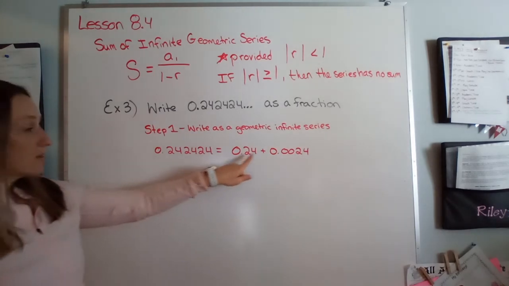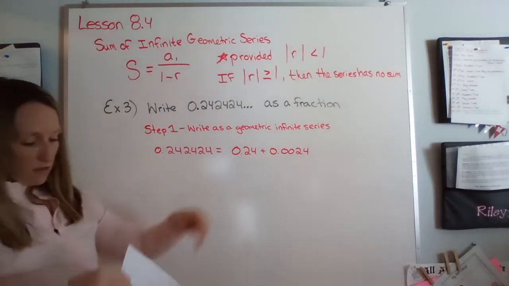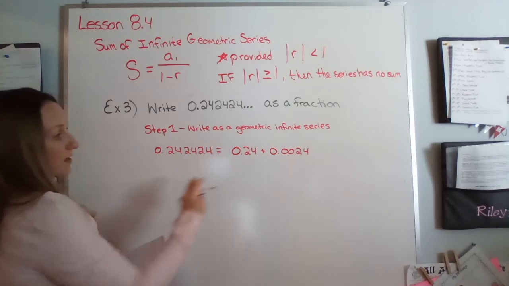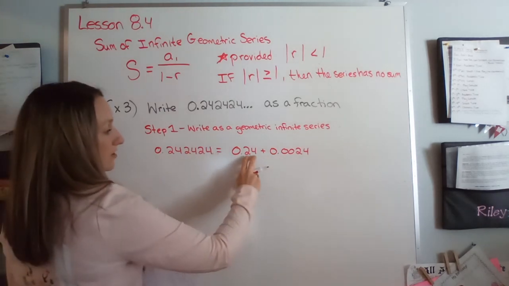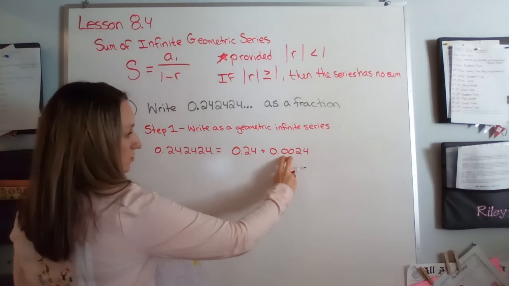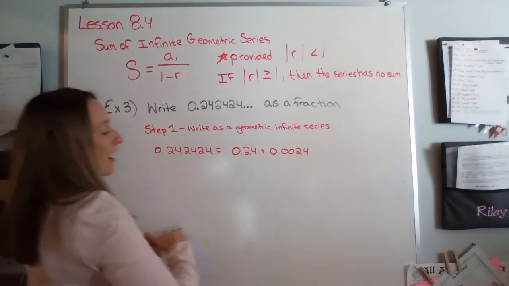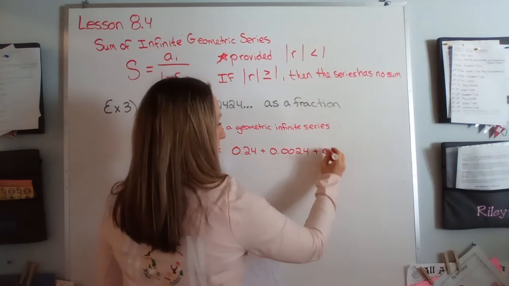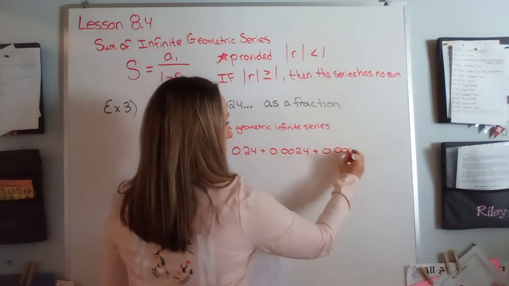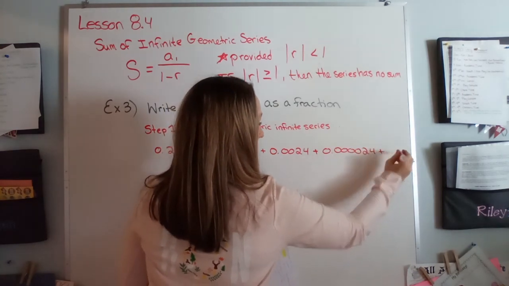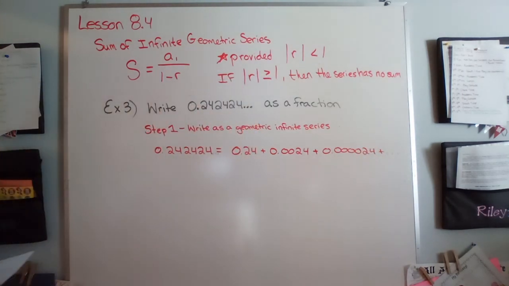If I was to add those two together, oh, by the way, I should put the dots. Just noticing I didn't do that before. If I was to add those together, you add that to those two spots, the 10th and the 100th, and you'd be left with that part of it. And then plus 0.000024 plus ... It continues to go on and on.